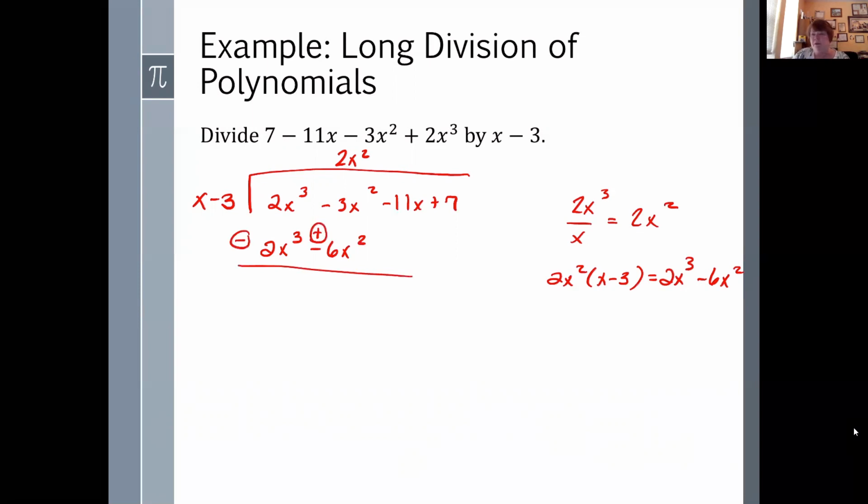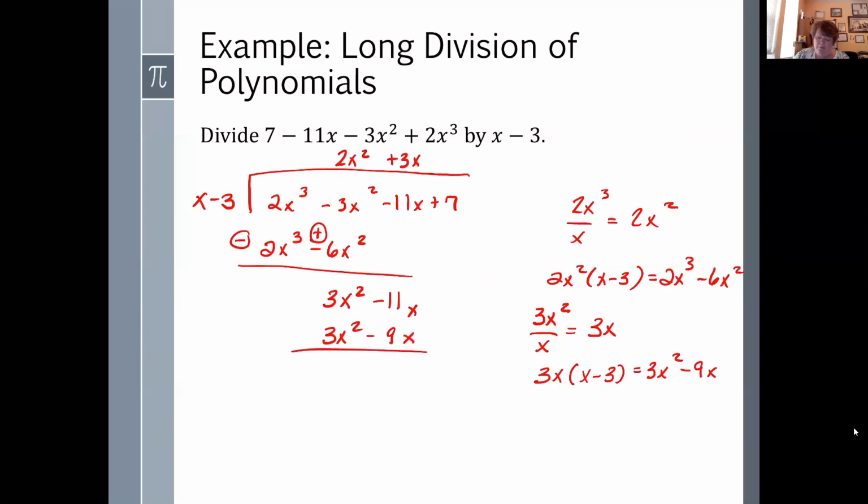I have 2 minus 2 is 0. Negative 3x squared plus 6x squared is 3x squared. Bring down the next term in the dividend, the minus 11. Repeat the process, 3x squared divided by x is 3x. That's the next term in my quotient. Take the 3x times my divisor, 3x squared minus 9x. Write that under my dividend.